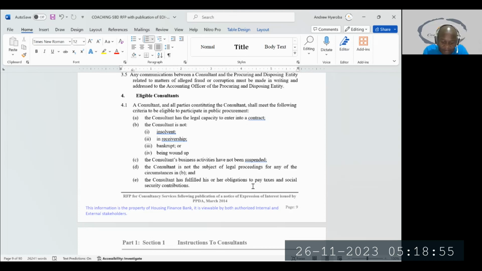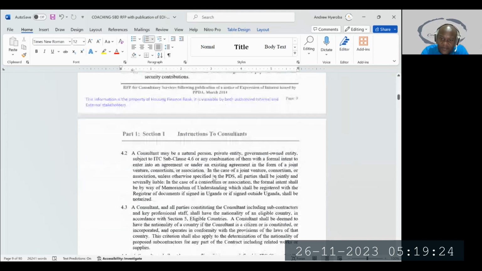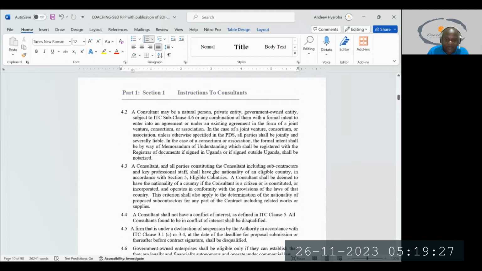As part of our bidding process, they will ask you to submit your TIN number, then they check with URA: are you tax compliant? They'll ask us to submit our NSSF number if it is there, and then they check with NSSF whether you are compliant. With the e-government procurement system, this is automated. It's hooked onto URA, it is hooked onto NSSF. They check these details, and you can fail to pass because you haven't met these requirements.